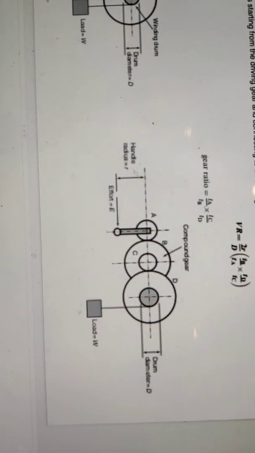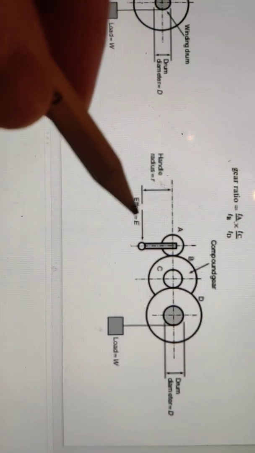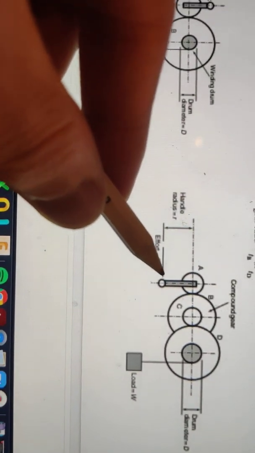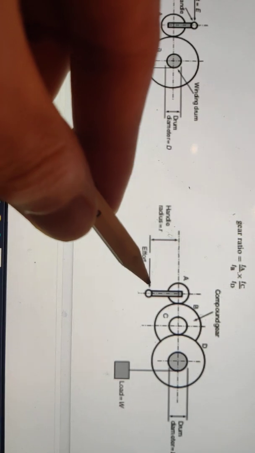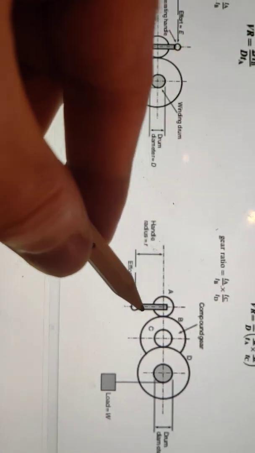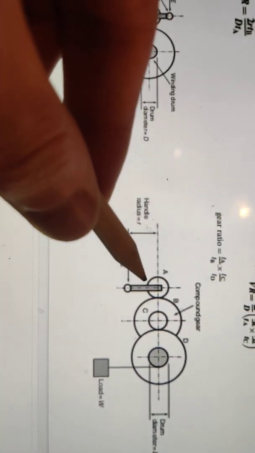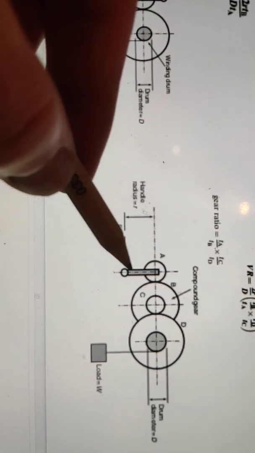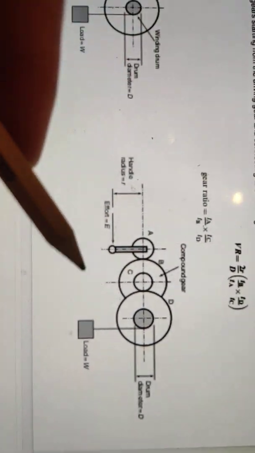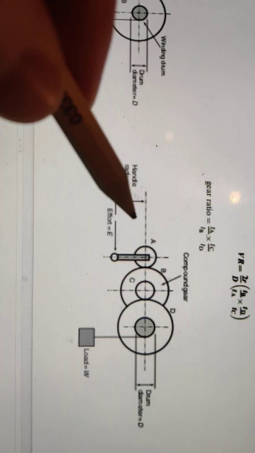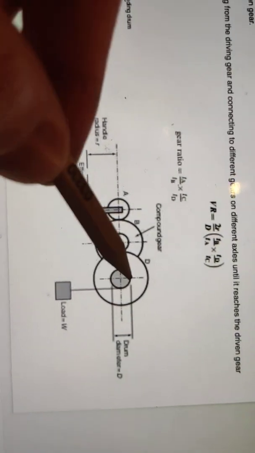The information is given to you there, where your effort is put in at the handle, and the radius is the distance from where the effort is put in to the center. Now if this was a motor, it would just be the effort from the motor itself, but because it's a handle, I can use this formula. If there was a motor, it would be a power transmission system, which we're going to move on to next. The diameter is the diameter of the winding drum.